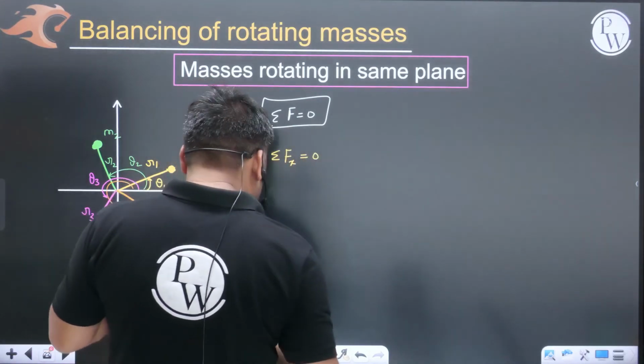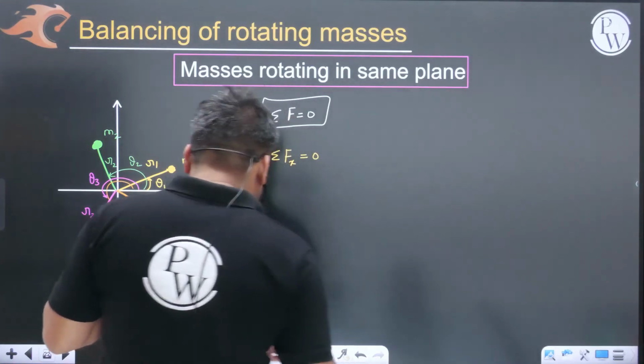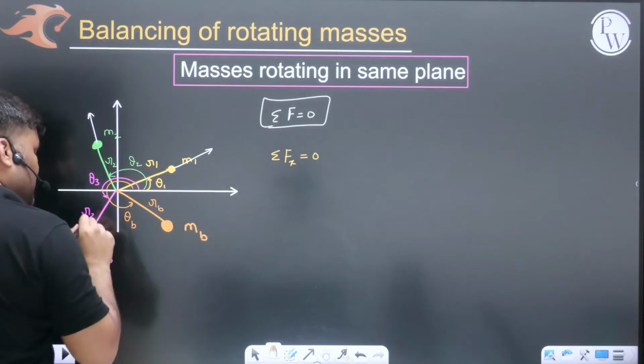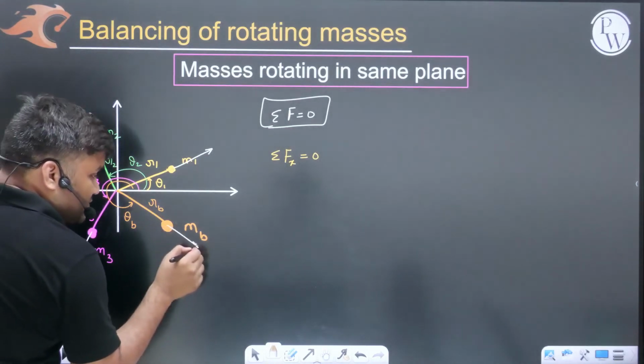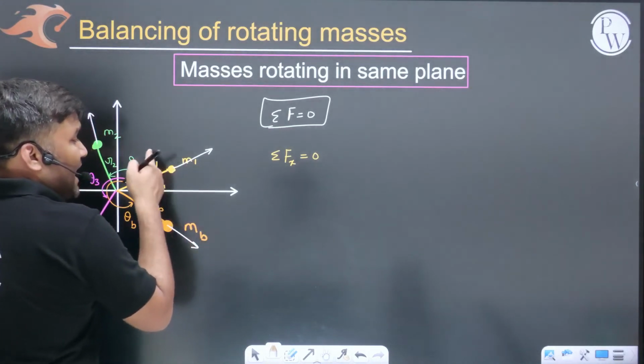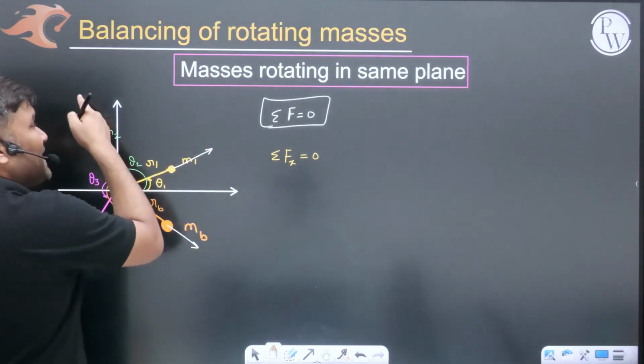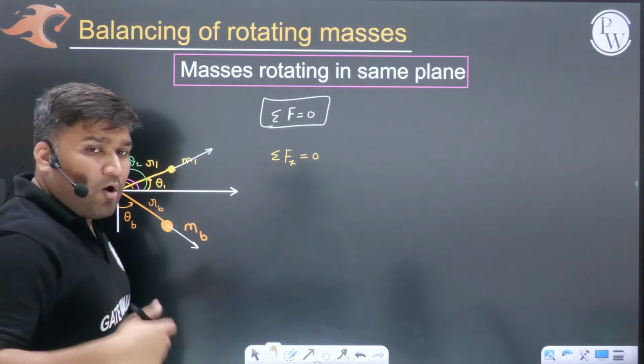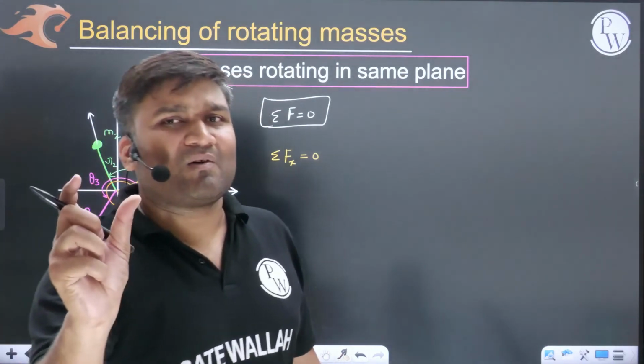Just by adding this balance mass. Can I write, sir, the centrifugal force will be this, centrifugal force will be this, centrifugal force will be this. This is m1 r1 omega square, m2 r2 omega square, m3 r3 omega square, mb rb omega square. These are the forces, and in all these forces the omega square term is everywhere.